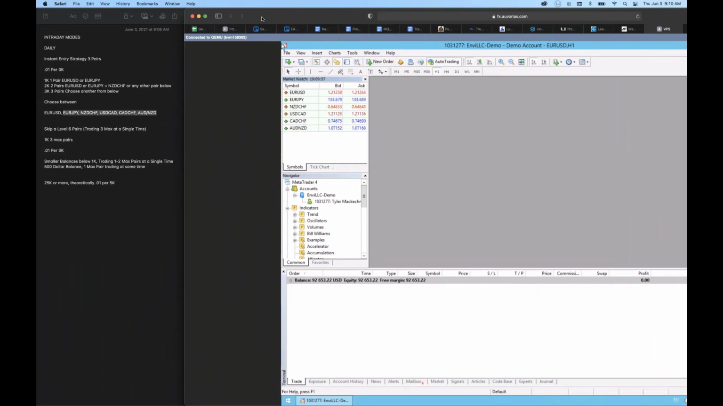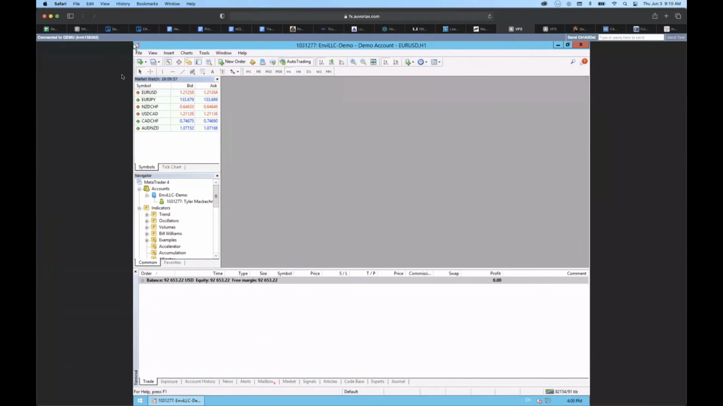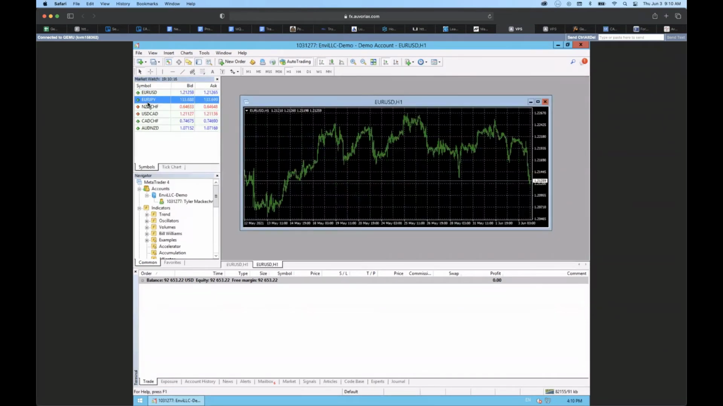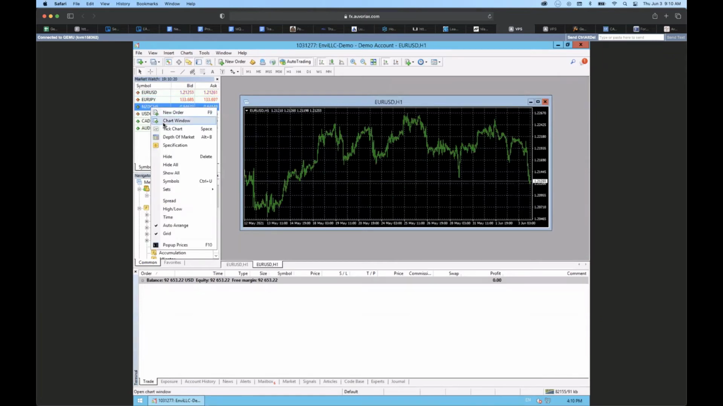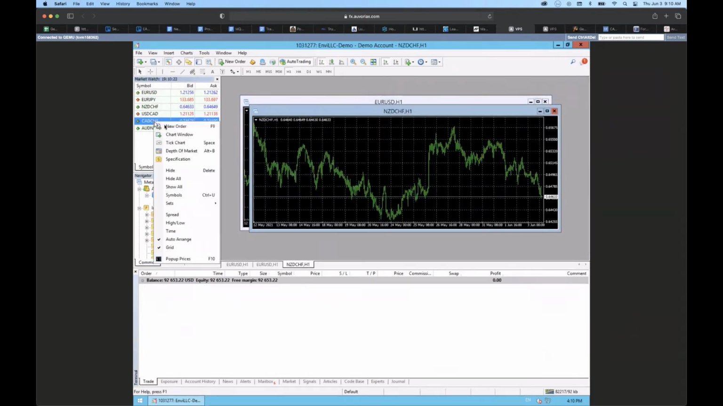All right, now that we have those added, again, if you were using the instant entry strategy, you can choose any of these. Obviously, you can see this demo balance here is $92,000. So we can use any of the three that we want to. Now, if you only, again, had $1,000, you'd only open one pair. If you had 2,000, you'd open two. And for my instant entry strategy, I'm going to choose these three.